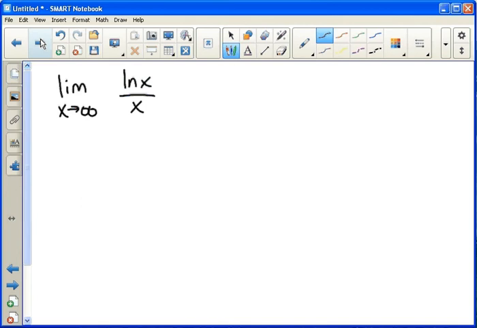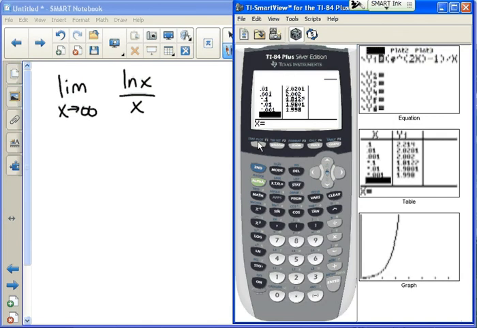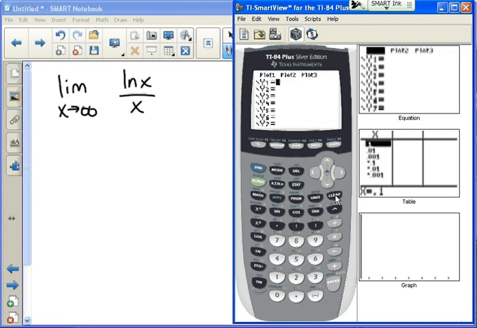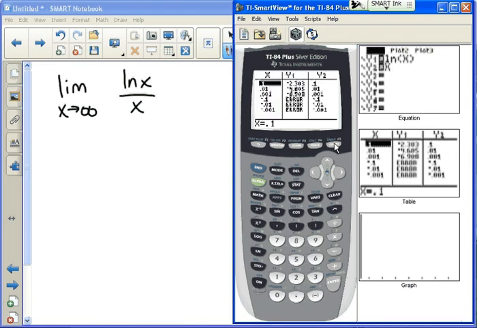In fact, let me just illustrate this for you really quickly. Let's put y equals natural log of x in, and let's put x in and compare how they grow. So let's just look at 10, 100, 1,000. We'll delete the rest so it doesn't distract us.